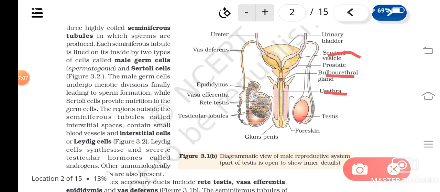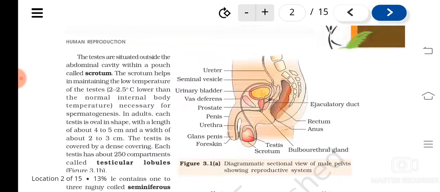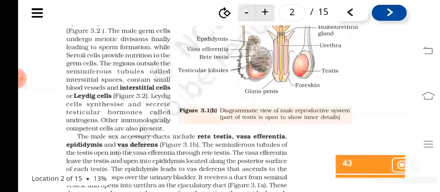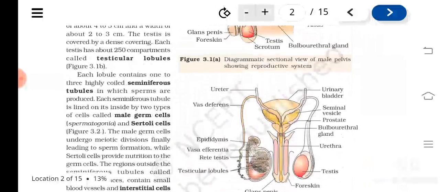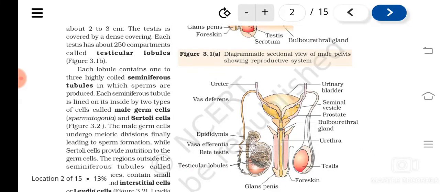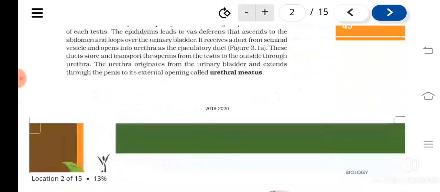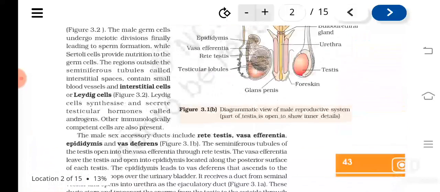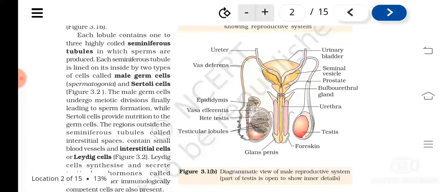If you are asked to explain the parts, what all will you have to say? The testis and its structure, then you will have to say about the accessory ducts and the accessory glands. Understood? So these are the parts of the male reproductive system. Hope this much is very clear.